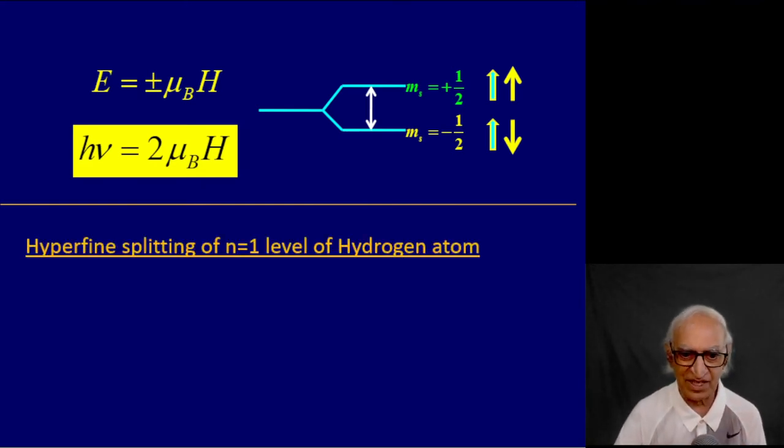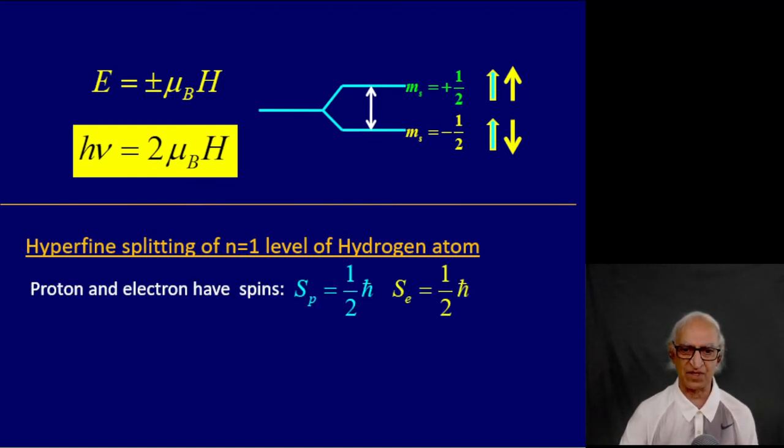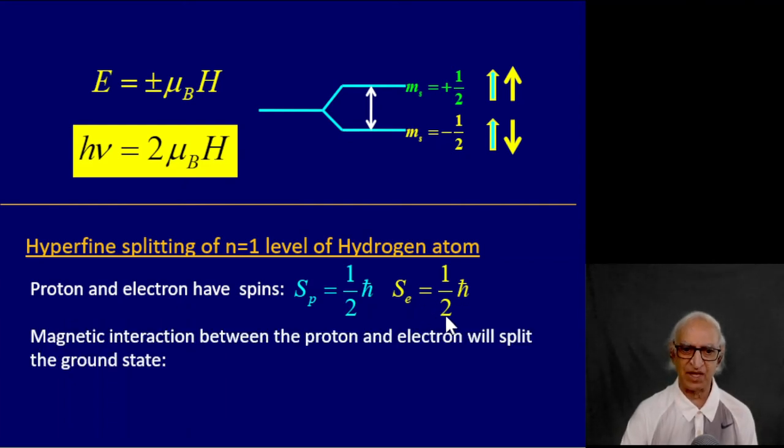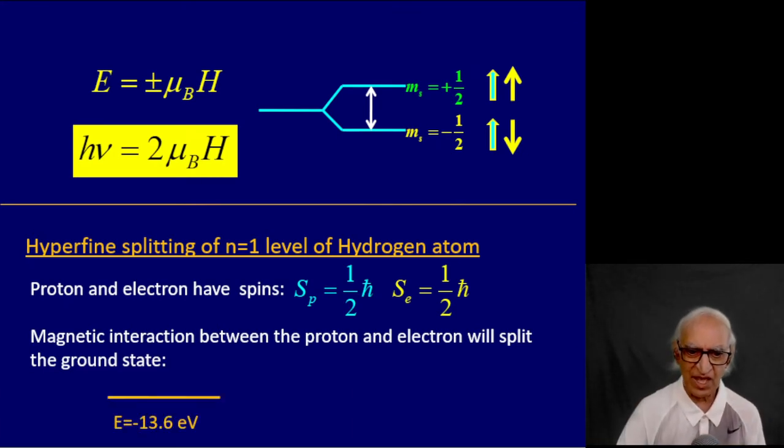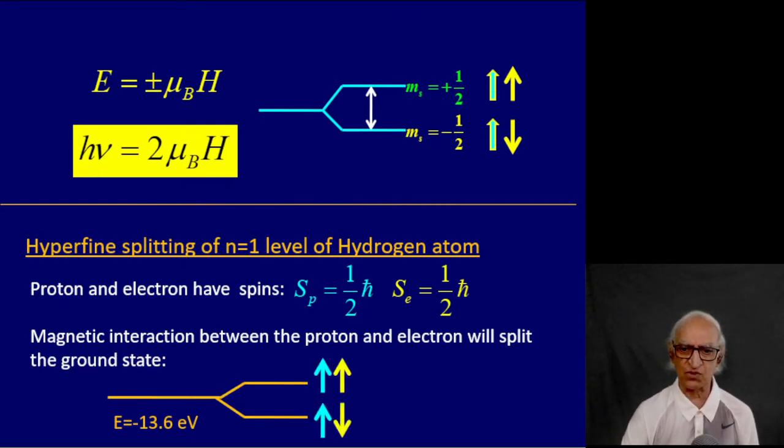In other words, the ground state of the hydrogen atom: the proton has a spin 1/2 h bar, the electron has a spin 1/2 h bar, where h bar is h divided by 2 pi, and therefore the magnetic interaction between the proton and the electron will split the ground state of the hydrogen atom, whose energy is minus 13.6 electron volt, as you know, into two levels. The two levels correspond to the electron and proton spin being parallel, this is the upper level, and the electron and proton spin anti-parallel, which is the lower level.